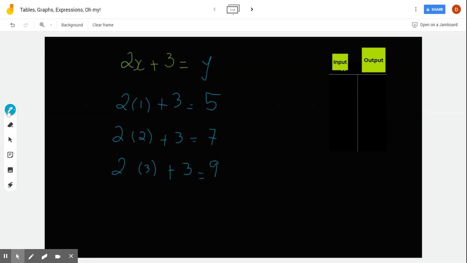Now, if we go to our table of values, and I'm going to do that here in red, in the first case, our input was 1. When our x value was 1, what was our y value? In this case, it was 5. When our x value was 2, our y, our output, was 7. When our input was 3, our output was 9.